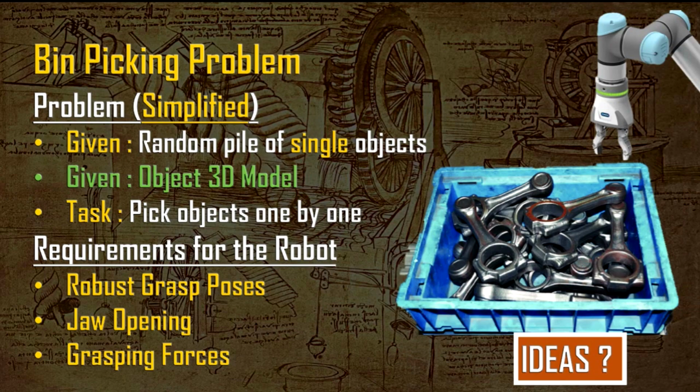Because the topmost object is where the grasp has to be, I think this deep learning model will come into the picture to identify which is the object on top, and can we localize it? Yeah, that is how I'm thinking.